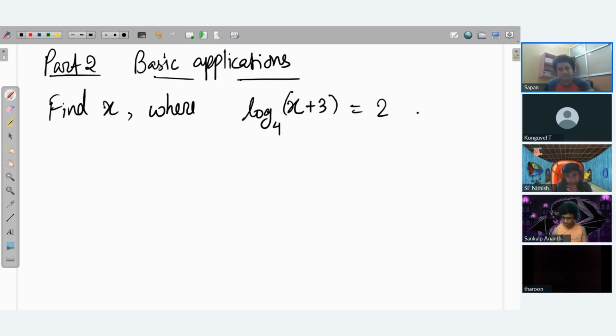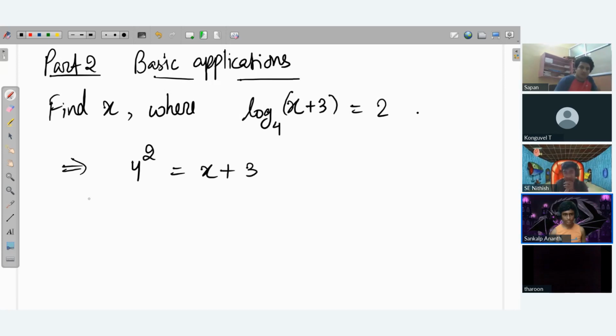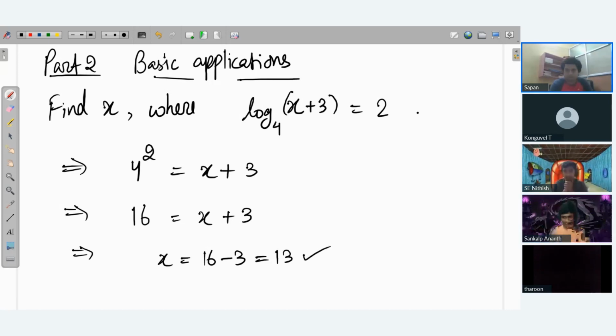Can you try this? So 4 raised to 2 equals x plus 3. It means that 4 raised to the power 2 is equal to x plus 3, which means 16 is equal to x plus 3. That means x is equal to 16 minus 3, which is 13. So x is equal to 13. Right?